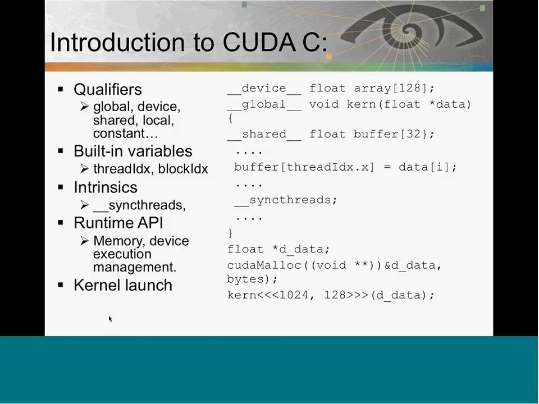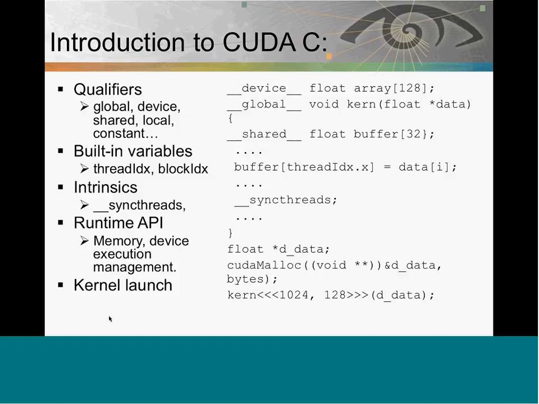An intro to the CUDA C extensions. When we talk about C, we need to talk about the data types, the functions, and the return types. Here it has the qualifiers, some built-in variables, intrinsics like sync threads, and the API for memory management. The qualifiers can be device, global, shared, local, constant, and many others.